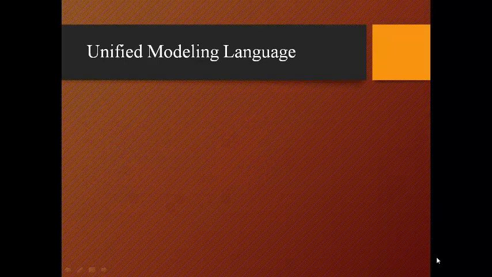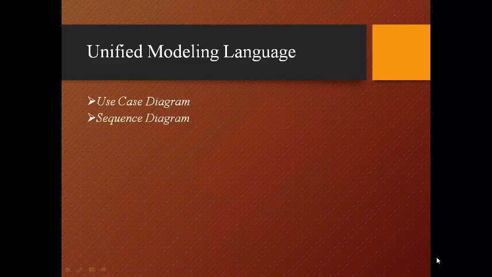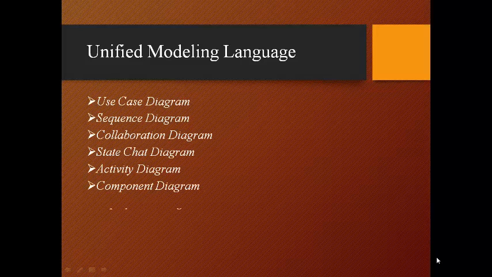Unified Modeling Language. We use this language in this main project so that it is user friendly and provides a user interface to this project. Various diagrams were used in this main project and those diagrams are discussed below: use case diagram, sequence diagram, collaboration diagram, state chart diagram, activity diagram, component diagram, deployment diagram, and DFD.